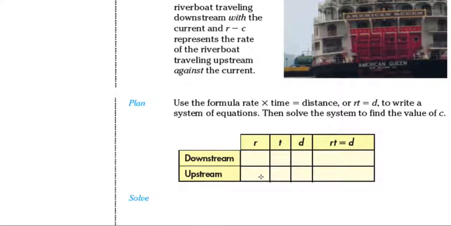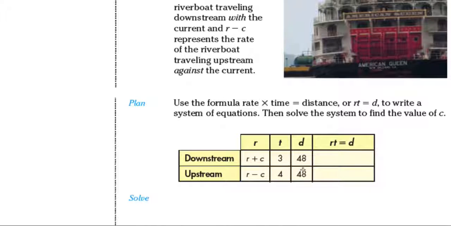But remember, last time we solved our uniform motion problem, we used only one variable. Now we can use two variables. So downstream, let's fill in this chart. Again, it's R plus C, and upstream will be R minus C. The time it takes to go downstream for the riverboat is 3 hours. We know that. And for upstream, it took 4 hours. Of course, the distance never changes, so they're both 48.